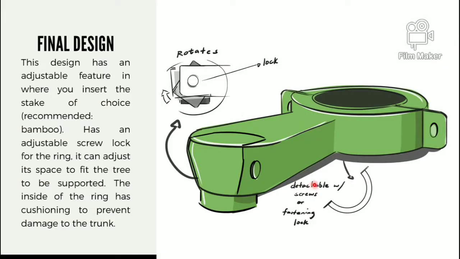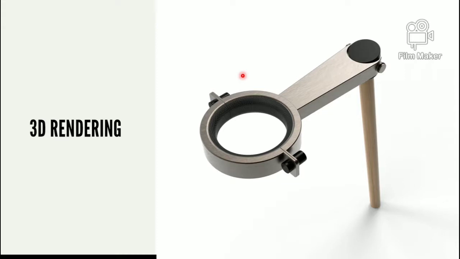So the final design is this one. This design has an adjustable feature where you insert the stake of choice. Recommended is bamboo, of course. In this place you insert your bamboo. It has an adjustable screw lock for the ring here. And it has cushioning inside to prevent damage to the trunk. So this is my 3D rendering.